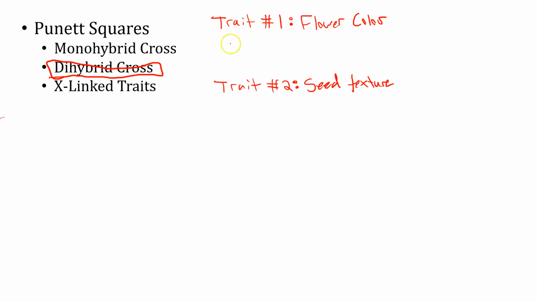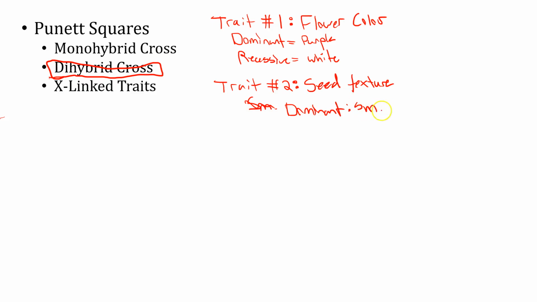The dominant allele in flower color we've already talked about is purple, and the recessive allele is going to be white flowers. And in seed texture, I believe the dominant is the smooth phenotype, and recessive is wrinkled.